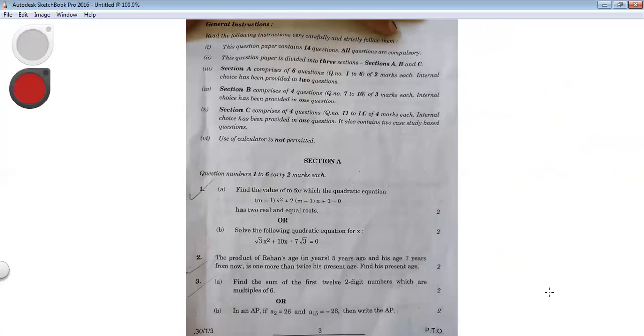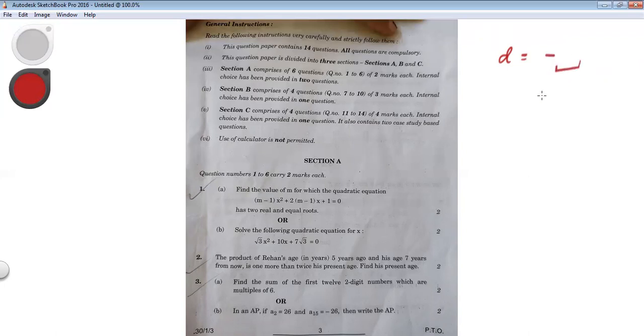Now let's move to the second part of the question, which is an OR question. In an AP, if A2 is 26 and A15 is minus 26, then write the AP. Now this is a very interesting problem. They are telling us that the second term is 26 and the 15th term is minus 26. That means the common difference D is some negative number.